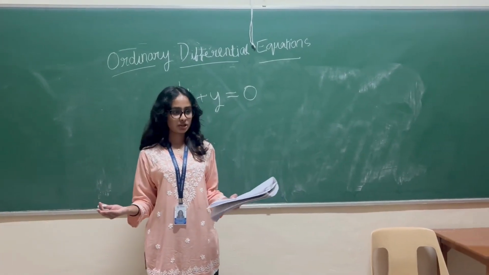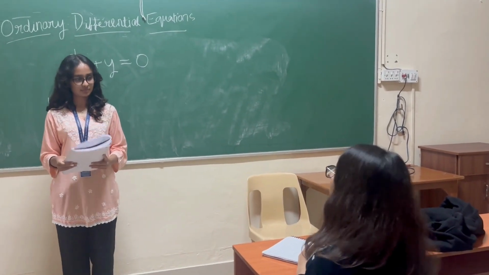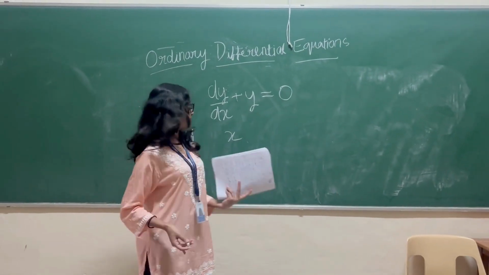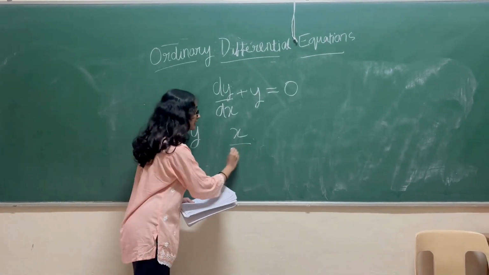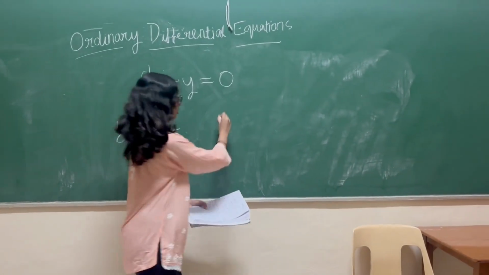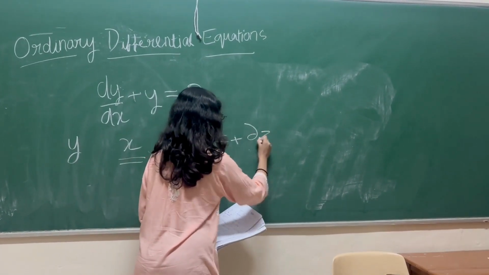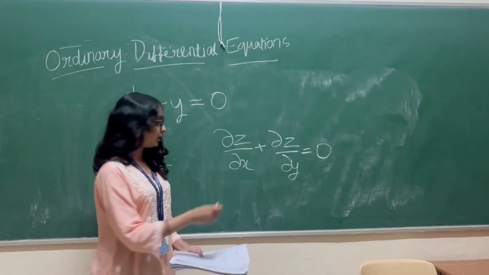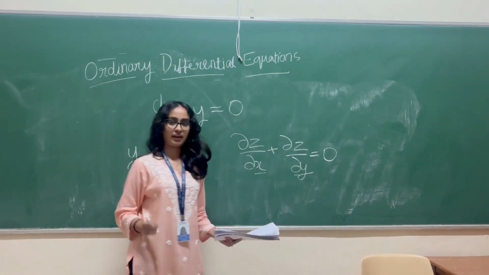So does anyone have any questions? Ma'am, what is the difference between an ordinary differential equation and a partial differential equation? Okay, so an ODE, or ordinary differential equation, is one in which there is only one independent variable. Like in this case, x is the only independent variable. Now let's take an example for a partial differential equation. dou z by dou x plus dou z by dou y equal to 0 is a partial differential equation where there are two independent variables x and y and one dependent variable z.